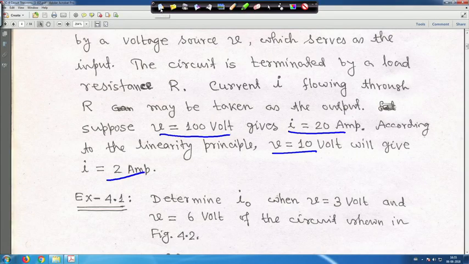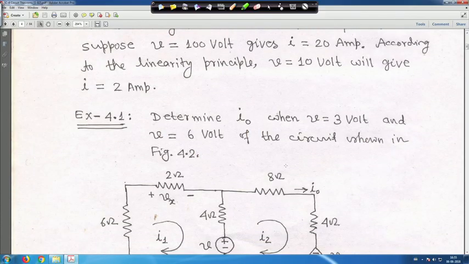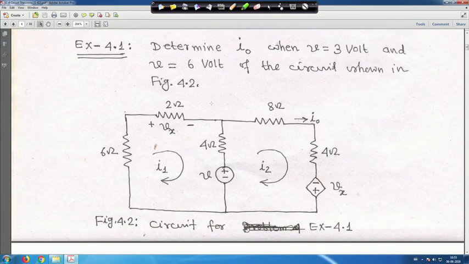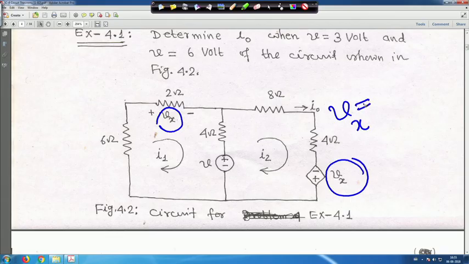So, next is: determine I0 when V is equal to 3 volt and V is equal to 6 volt for the circuit shown in figure 2. In this case you have one dependent voltage source Vx. Throughout, all these equations, KVL, KCL, we have studied now. This voltage is Vx, and Vx is equal to 2 into I1.